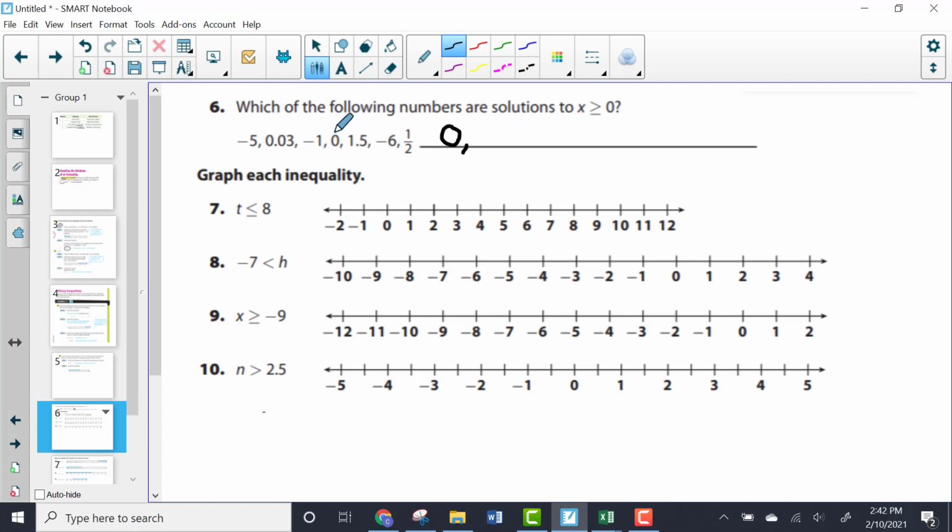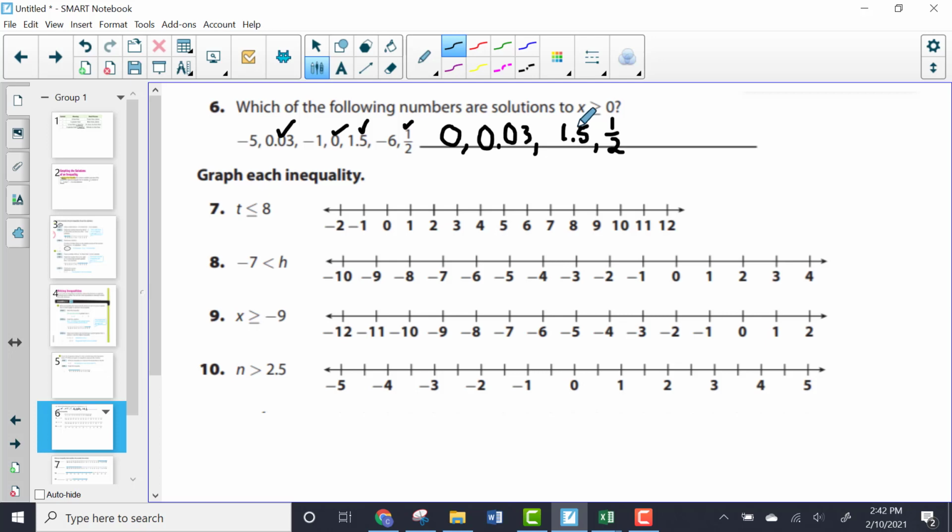We also have 0 and 3/100ths because that's greater than 0. And we also have 1 and 5/10ths. Oops, I'm sorry, I didn't see that 1/2 there. Finally, the 1/2. Those are all solutions that could be part of x is greater than or equal to 0. Talking about solutions, that's any number that can be plugged in for the variable in the inequality and still make it true.